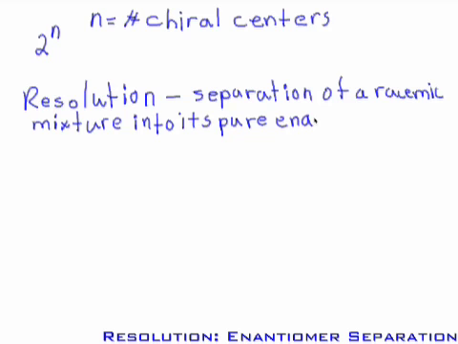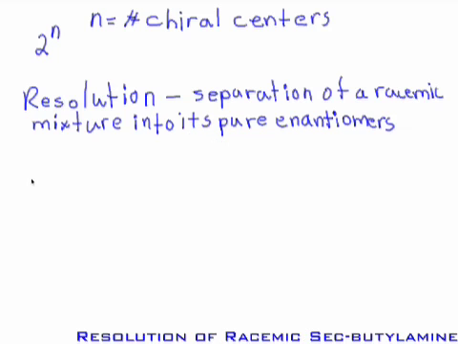Now, I want to give you a specific example, because the last example I gave in a previous lecture was hypothetical, of how one could separate specific enantiomers. And we're going to look at a case of a racemic mixture of a chiral amine. So let's consider this molecule.